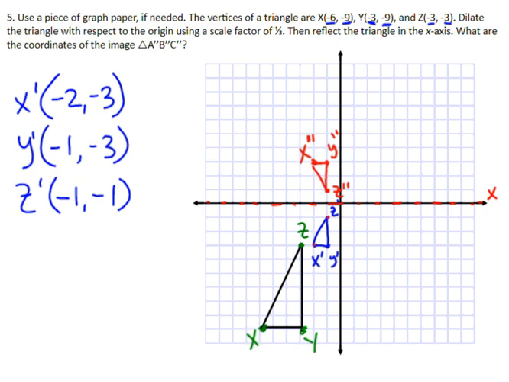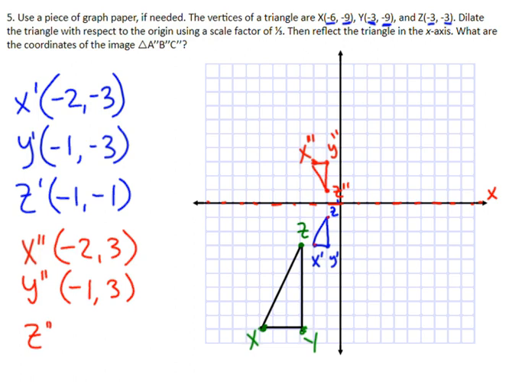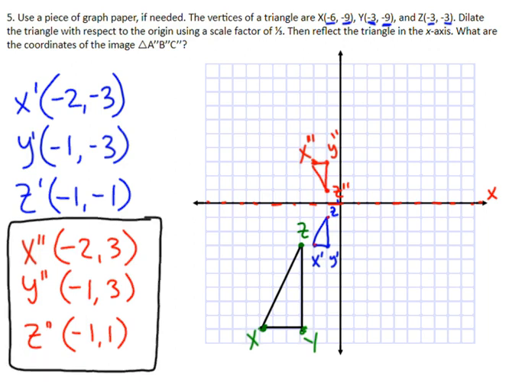Okay, now that I have filled in what that looks like, I'm going to list off my ordered pairs. So x double prime is at -2, 3. Y double prime is at -1, 3. And z double prime is at -1, 1. So this set of ordered pairs right here would answer all the transformations we were asked to do.